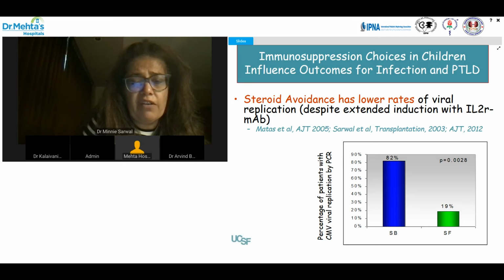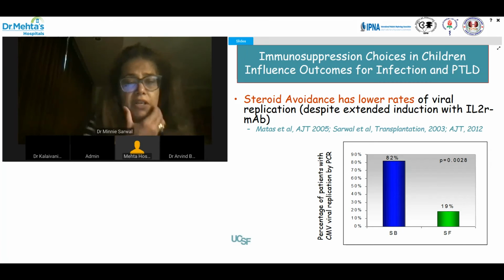regions for some of these viral transcriptional genes, you can see that the steroid-free protocol, when we looked at the number of patients that had even asymptomatic subclinical CMV viral replication, that was actually much lower than patients on steroid-based protocols. So manipulation of some of these immunosuppression agents can actually have beneficial effects in that regard.